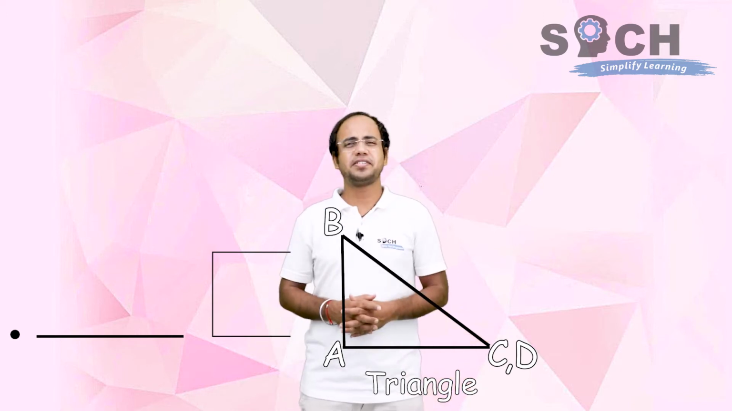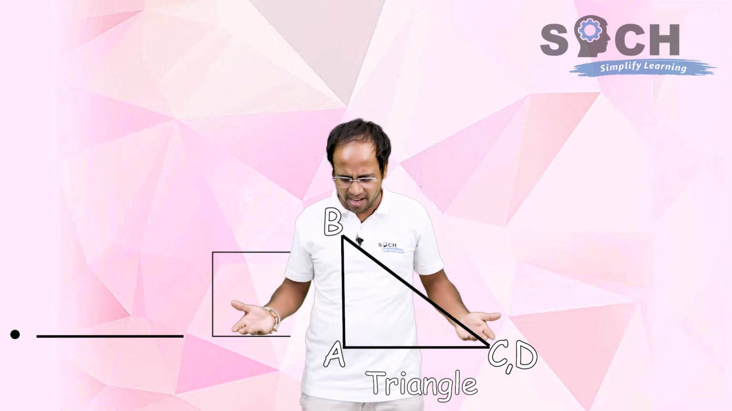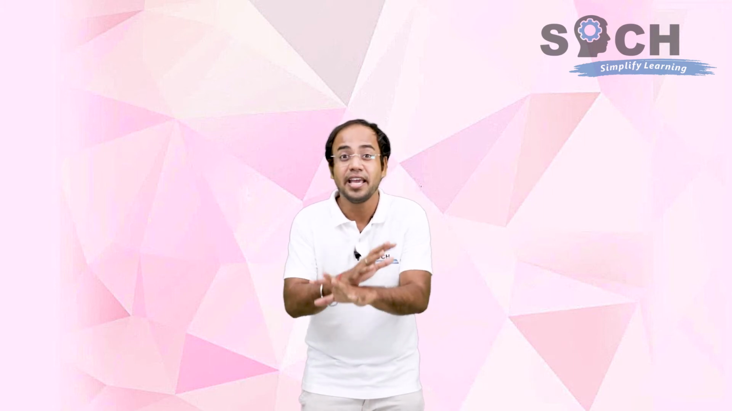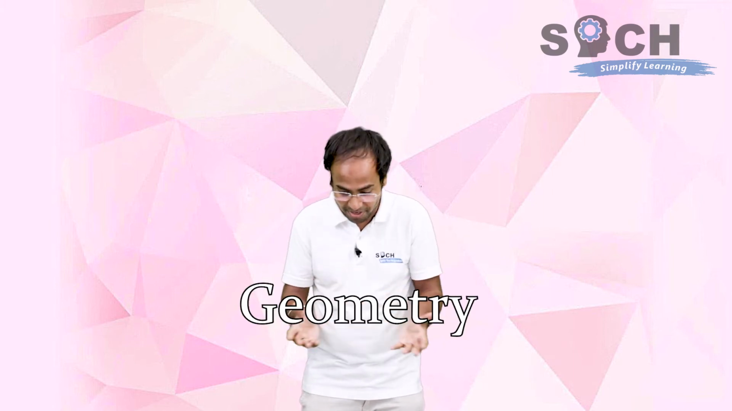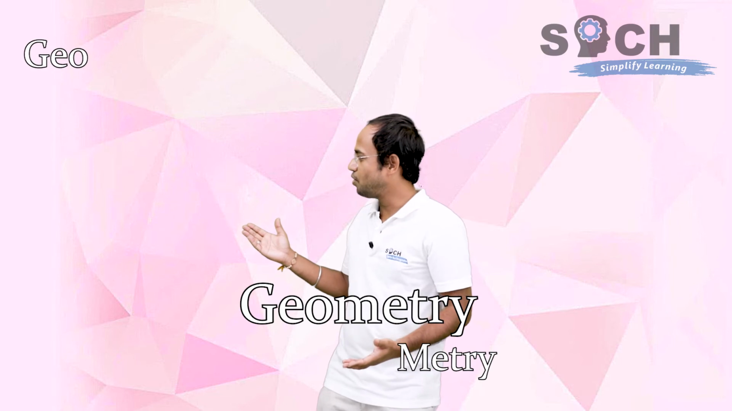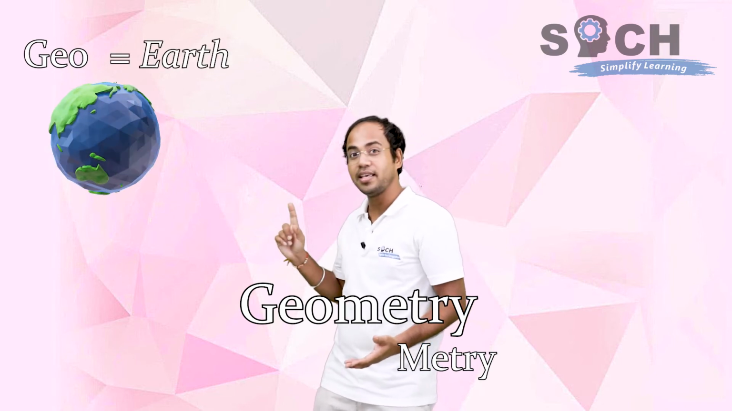So my dear friends, you can see point, line, square, rectangle and triangles. I can see many such standard shapes and sizes in the world of geometry. So geometry has 2 parts, geo and metry. What is geo? Geo means earth, Prithvi. This is Prithvi.